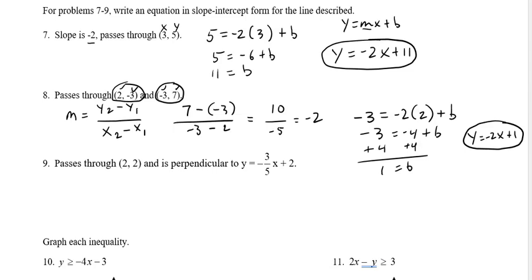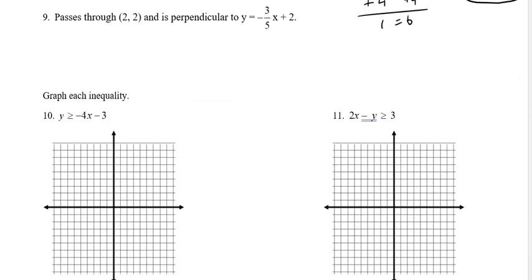Okay, and number 9, two lines that are perpendicular have opposite reciprocal slopes. So this line has a slope of negative 3/5. That means this line is going to have a slope of positive 5/3. Now that I know what the slope is, I plug in for x and y, and it's back to what I did before, solve for b. So y equals mx plus b, and then find b.